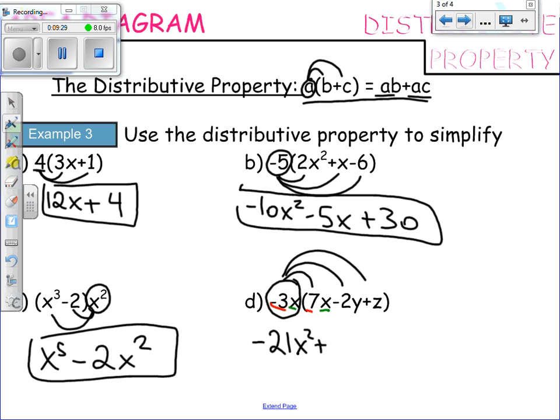X times y, can we combine those? How do we handle that? So, when you multiply 2 different variables by each other, you can't add or subtract or do anything with the exponents. You just write them in as x times y. Just like that. That's all you can do with them. You can't simplify it any further. Finally, we do negative 3x times z. That'll be negative 3xz. And that is your answer.